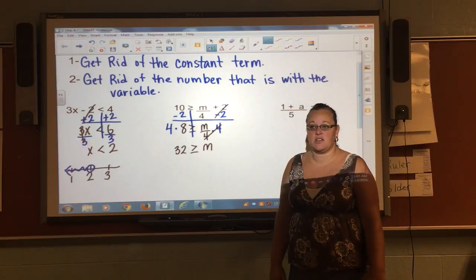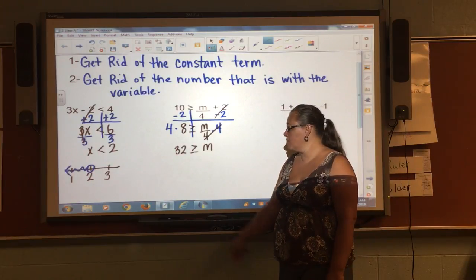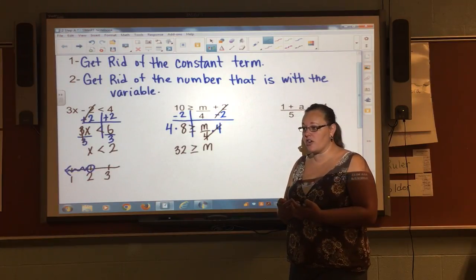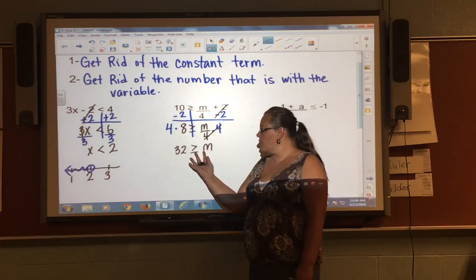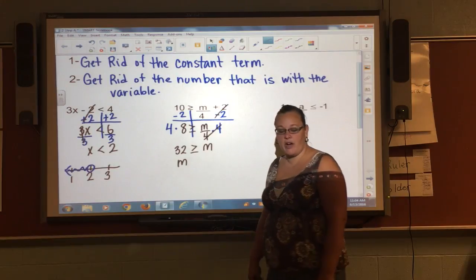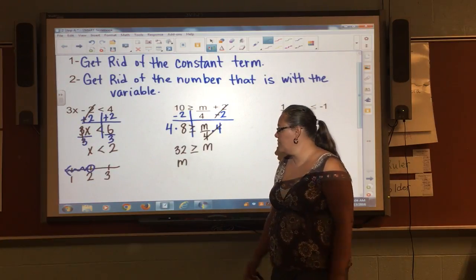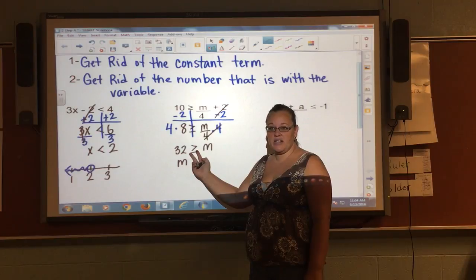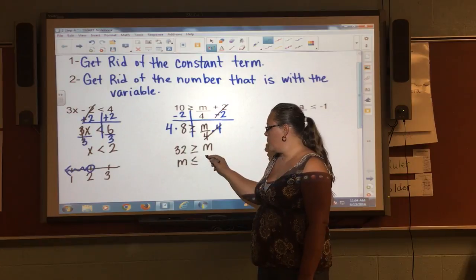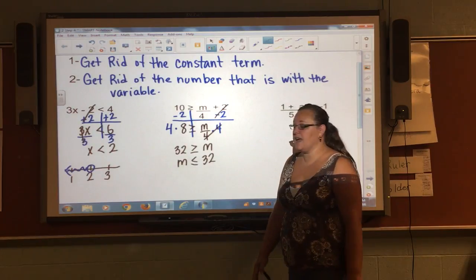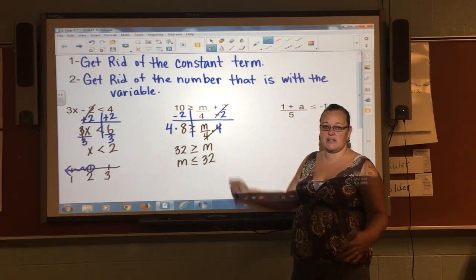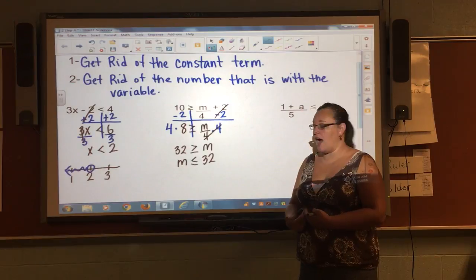And what's wrong with this answer? What do we not like? The variable's on the wrong side. Is it wrong? No, but it's a little bit trickier for us to graph. So we would pick this up and flip it around. So I'm going to flip the m to the left side. And I will pick this inequality sign up, and instead of being greater than, I'm going to switch it to less than or equal to, and the 32 will come over here to the right. Again, these two things are exactly the same. I did not change the answer, I just made it easier for us to graph.